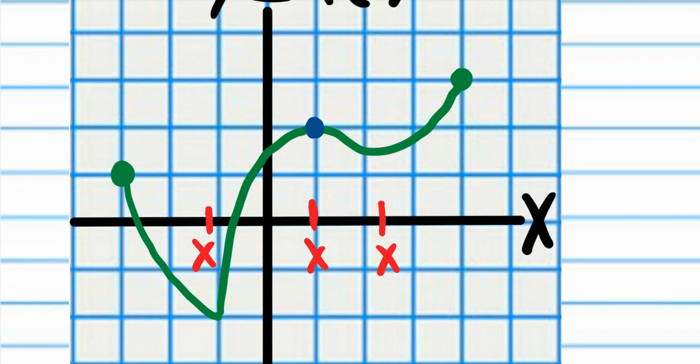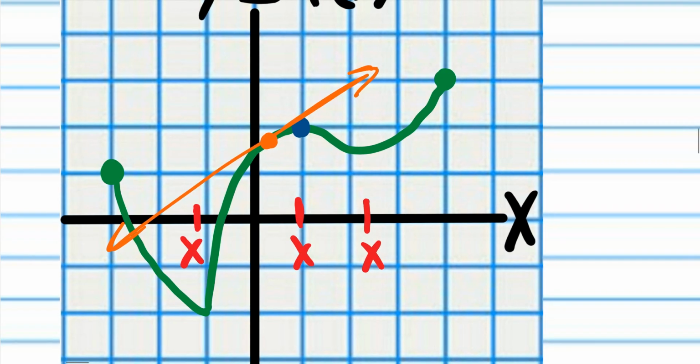So the way the test works is you find a point on the graph that's to the left of that blue point, and you find the slope of the line that's tangent to the graph at that point. Now remember, the slope is the derivative of the function. And the derivative, the slope of the orange line, is going to be positive because the line is going up, right?